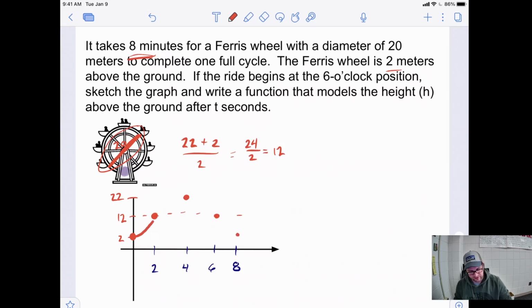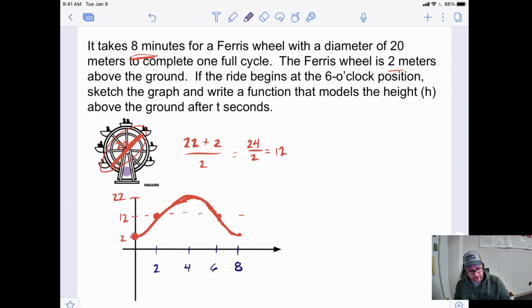So this would be our sine or cosine function, just like so. To write the equation for this one, it's going to be a cosine function because we are not starting our graph in the middle. So we're going to have cosine. It looks like our amplitude here was 10. And since we're sitting at the bottom, we're going to make that a negative 10 cosine.